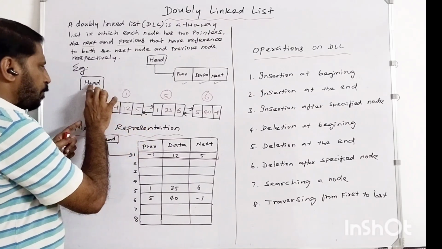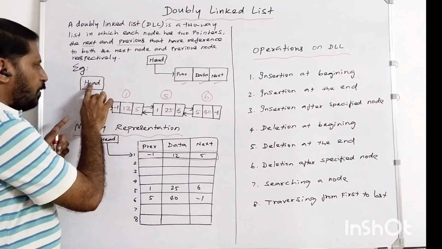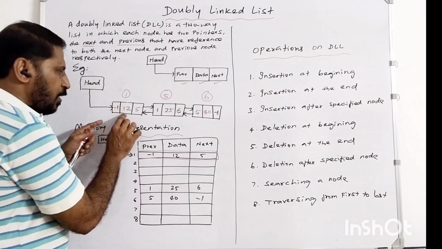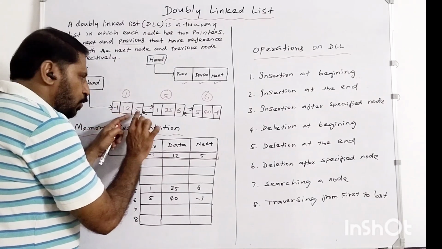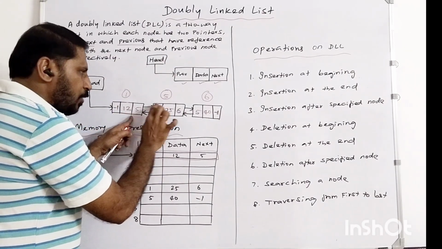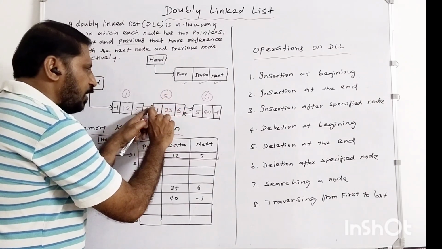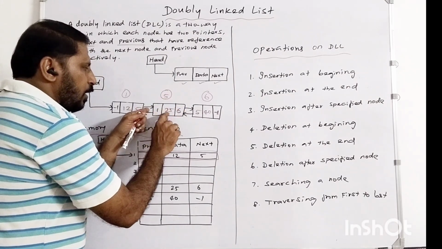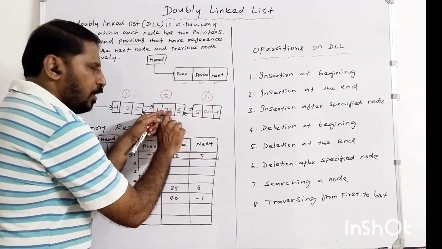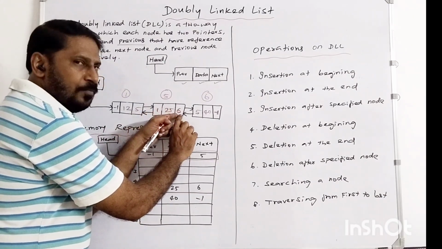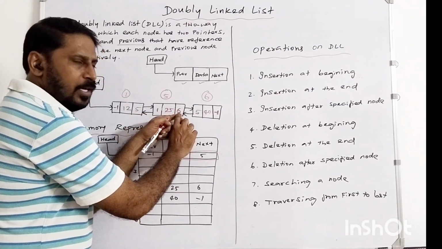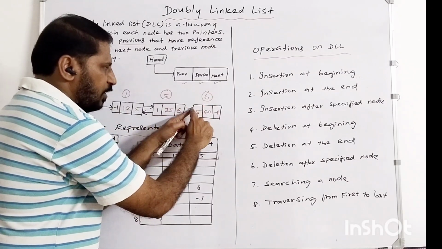What about the first node? I am getting the first node's memory address from head and I am coming here. After evaluating this node, next is 5, so I go to the fifth node. The fifth node is here. I go to 5 through this link. And what is the data? It is 25. After evaluating the data, we go for the next node. What is the next node link? It is 6, so I go here.